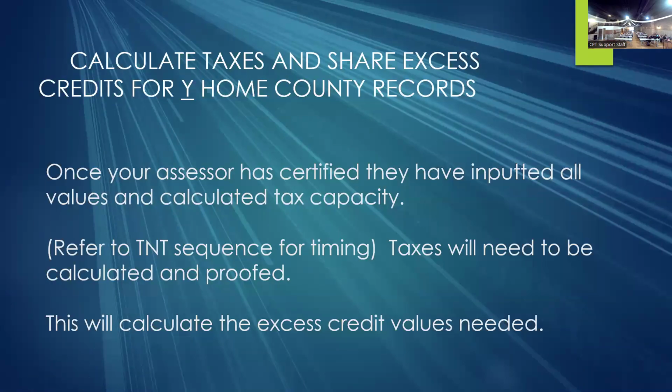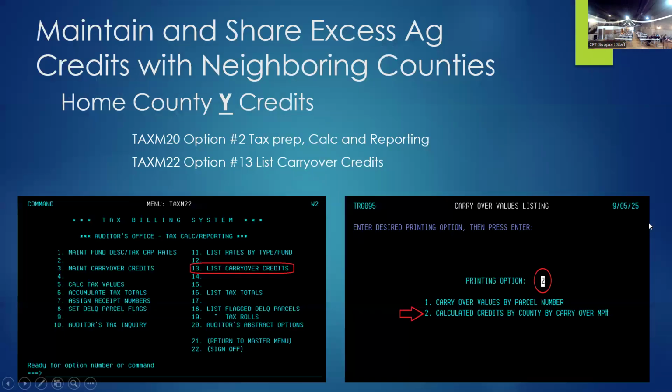You want to calculate taxes and share your excess credits for your wide home county records. Once your assessor has certified that they have inputted all values of calculated tax capacity, they're going to refer to your TNT sequence, because this is kind of plopped in the middle. And taxes will need to be calculated and approved. And then this will calculate the excess credit values needed that you'll be either doing for yourself or sharing with your neighboring counties. You're going to maintain list your carryover credits by going into 13, list carryover credits, and option number 2, and then that's going to calculate all those extra credits that are either for you or for your neighbor.